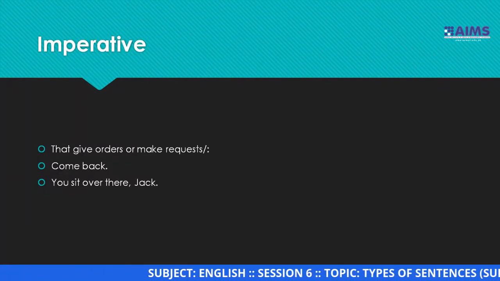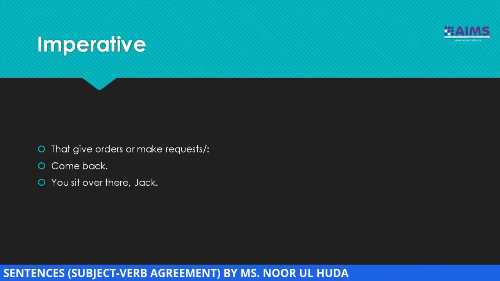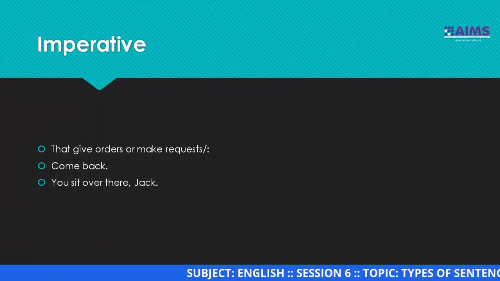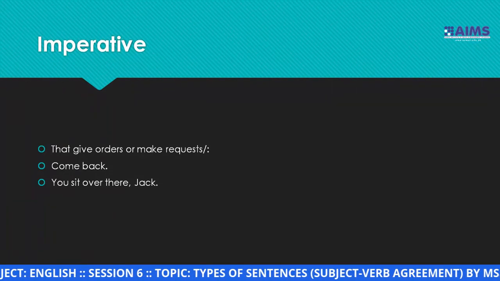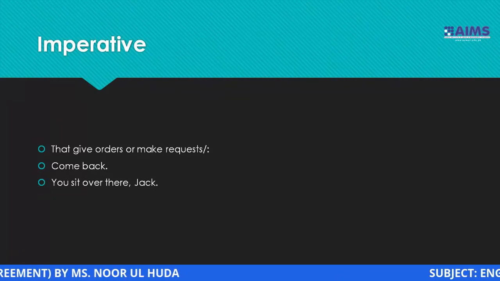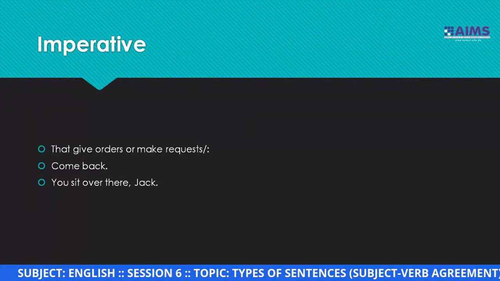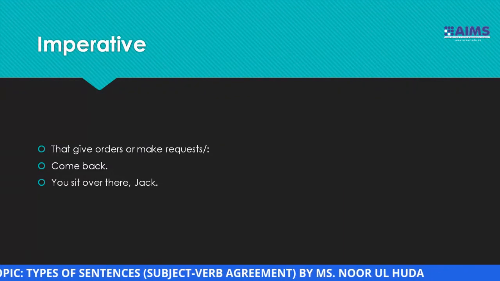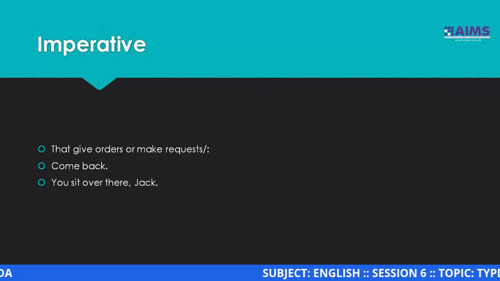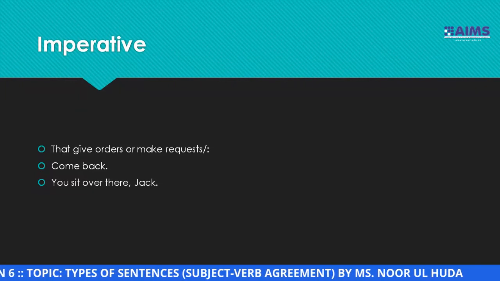Now the imperative sentences. Imperative sentences are used when you give some order or command, make a request, or suggest something to do, in a way that would be a better solution for them. So "Come back" could be a command. Or if the sentence is "Please come back," it would also be an imperative sentence with a request kind of tone.